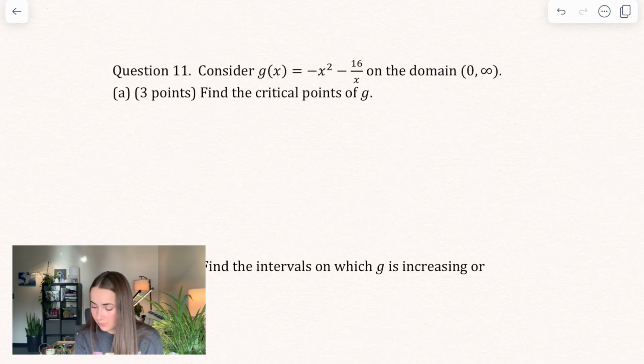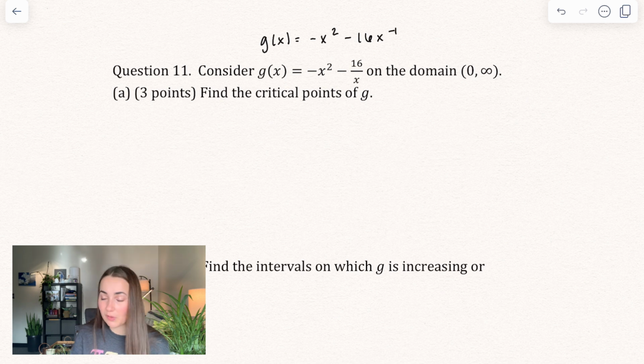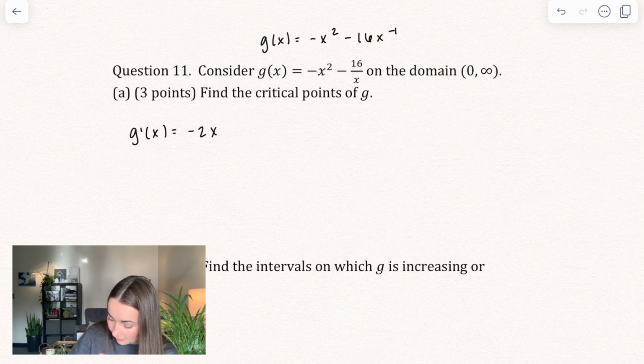So here we have a function, and we want to go ahead and find the critical point. So we're going to be applying the first derivative test, which means I want the first derivative. So the first thing I'm going to go ahead and do is rewrite this. So this is negative x squared minus 16x to the negative 1. So I can clearly see power rule, right? So we get g prime of x is equal to negative 2x plus 16x to the negative 2, which again, we can go ahead and rewrite as 16 divided by x squared.